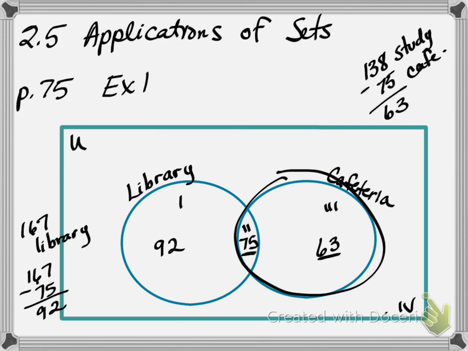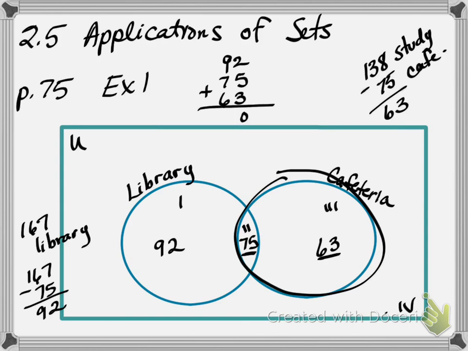Okay, the last thing we need to do is figure out who all is in the universal set. And if you reread the problem, in the paragraph part, it said of the 250 students surveyed. So the universal set is 250 students total. Well, the universal set is this whole rectangle and includes everything in it. So we're already counting the 92 from the library, the 75 from both, and the 63 from the cafeteria.